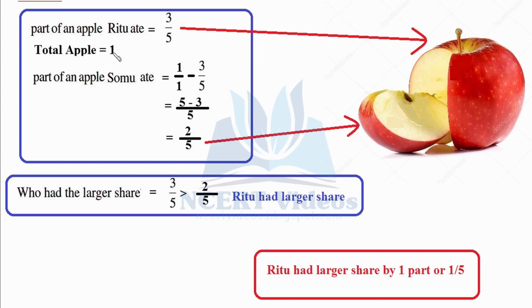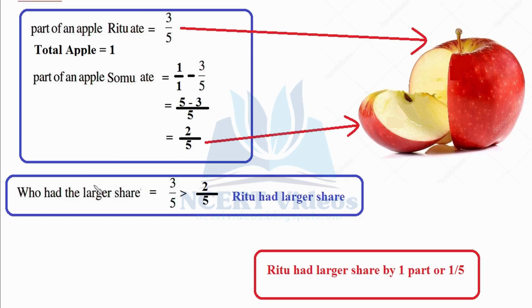So the total apple is 1. You can consider it as 1 whole apple, because a fraction is less than a whole. Now the part of the apple Somu ate, it's very simple. From 1 we have to deduct how much Ritu ate. So 1 minus 3/5, wherever it is not written, you can take it as 1 in the denominator. 5 is the LCM, 1 5 is 5, 5 1s are 5. Minus 5 1s are 5, 1 3s are 3. So 2/5 is left for Somu.